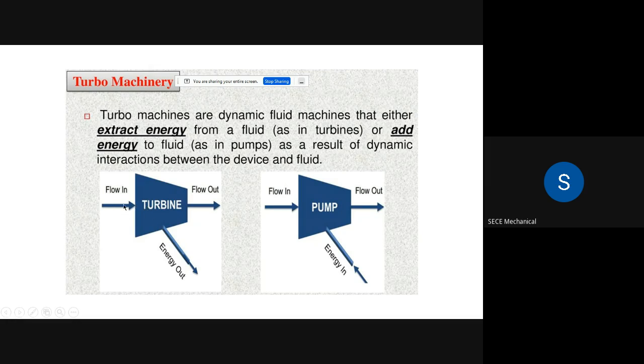In a hydro turbine, water flows in. What happens to the potential energy when the water is flowing? The potential energy is converted into kinetic energy. That kinetic energy is transferred to the turbine, thereby the extraction of energy takes place. By means of the rotational energy we get the extraction of energy, and the flow goes out through the draft tube.